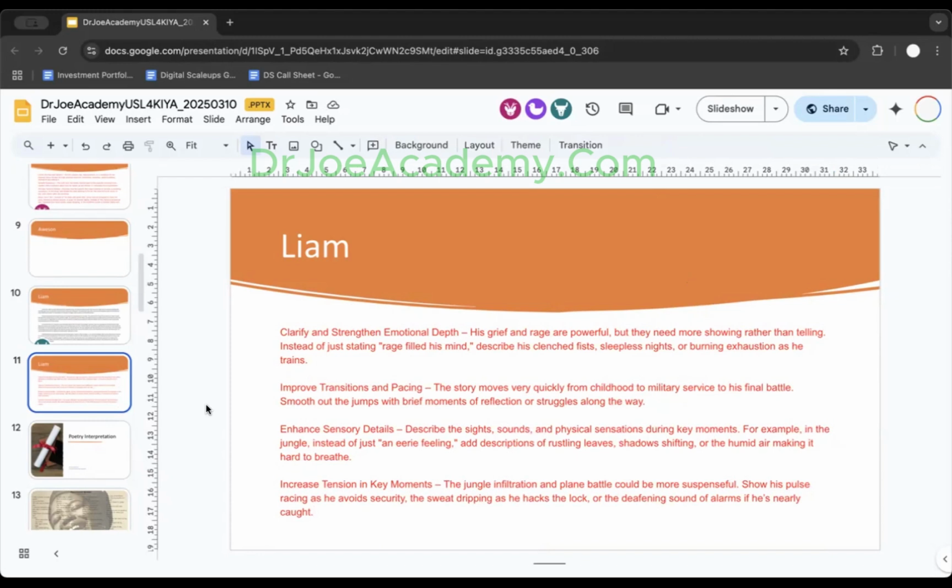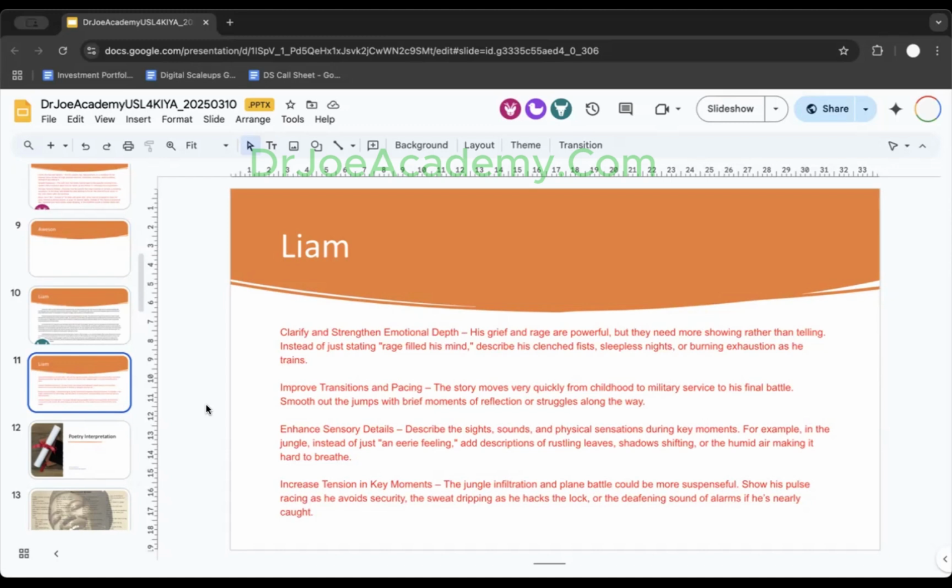Improve transitions and pacing. The story moves very quickly from childhood to military service to his final battle. So, especially for a short story, I understand the scope of what you were going for, which is great. But for a short story, it is better to focus on key moments and build those moments out, fleshing them out. It's hard to show rather than tell if you're trying to give almost a summary or recap of someone's life. You have to focus on smaller moments.